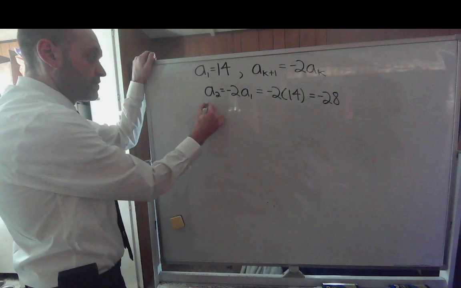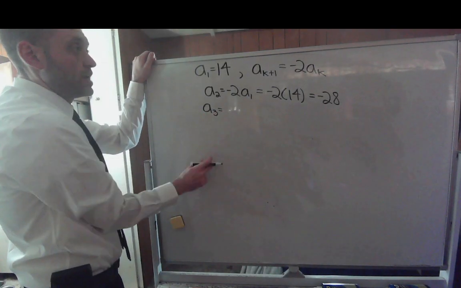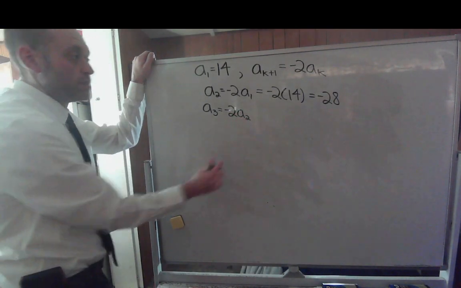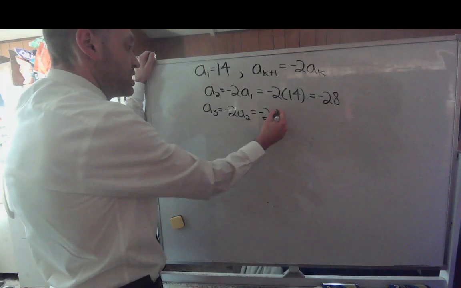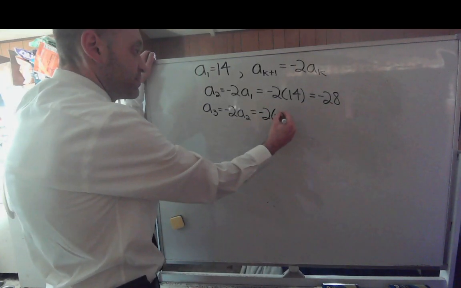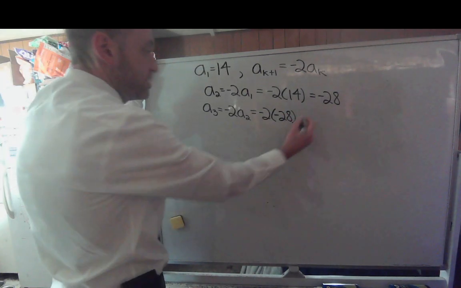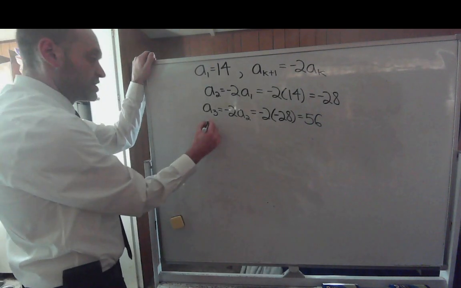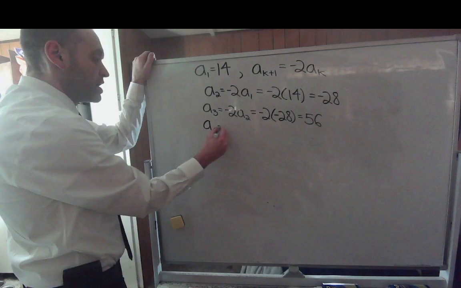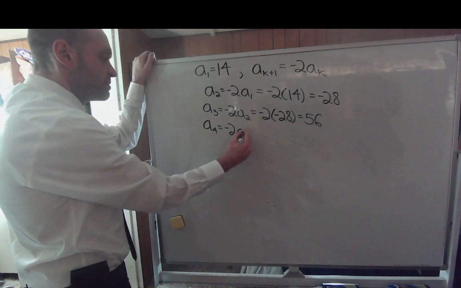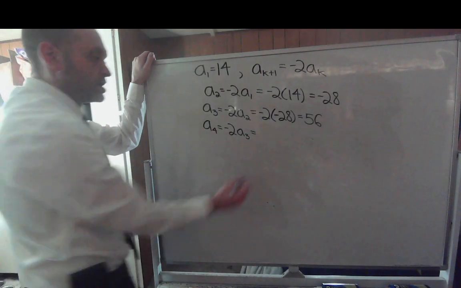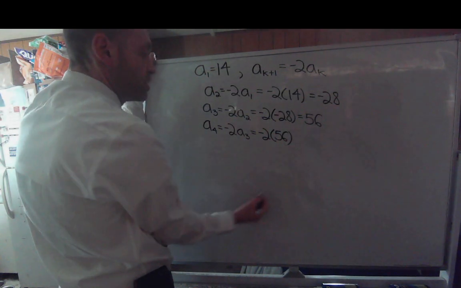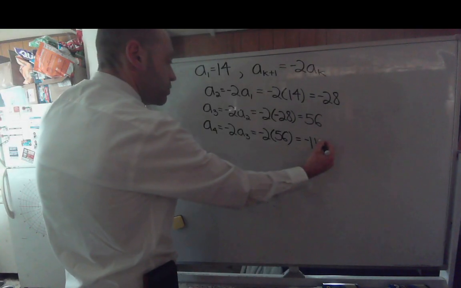All right, let's go on to find a sub 3. So a sub 3 is going to equal negative 2 times my a sub 2 term. Well, negative 2 times what is a sub 2? That was negative 28. That would give me a value of positive 56 for my third term. Let's do a sub 4. That's going to equal negative 2 times my a sub 3 term. So that would be negative 2 times positive 56, which would equal negative 112.